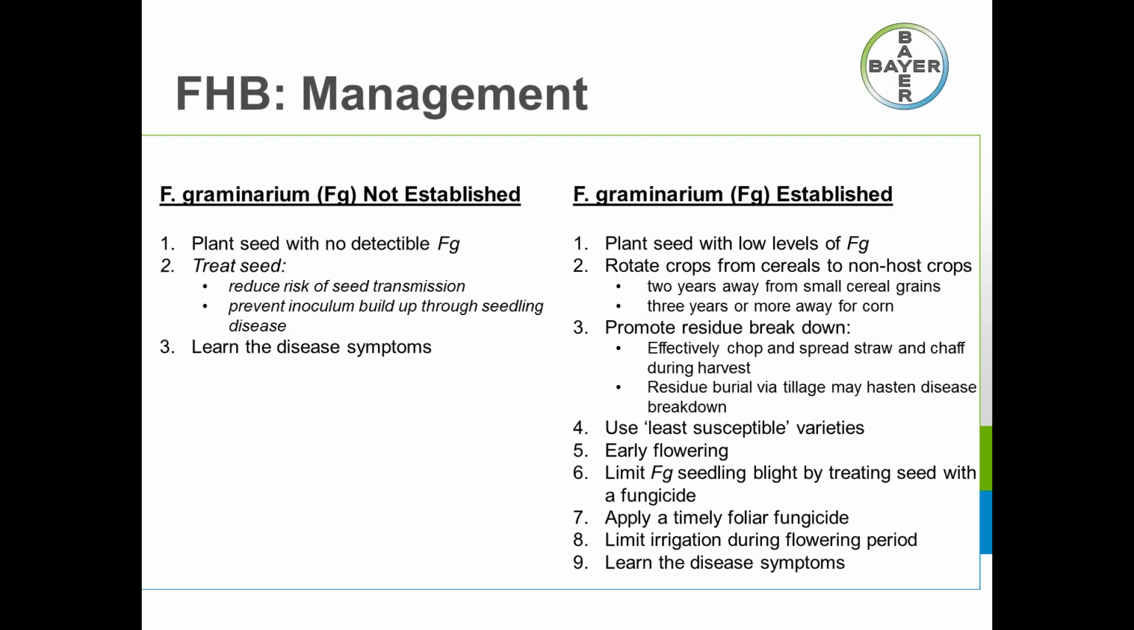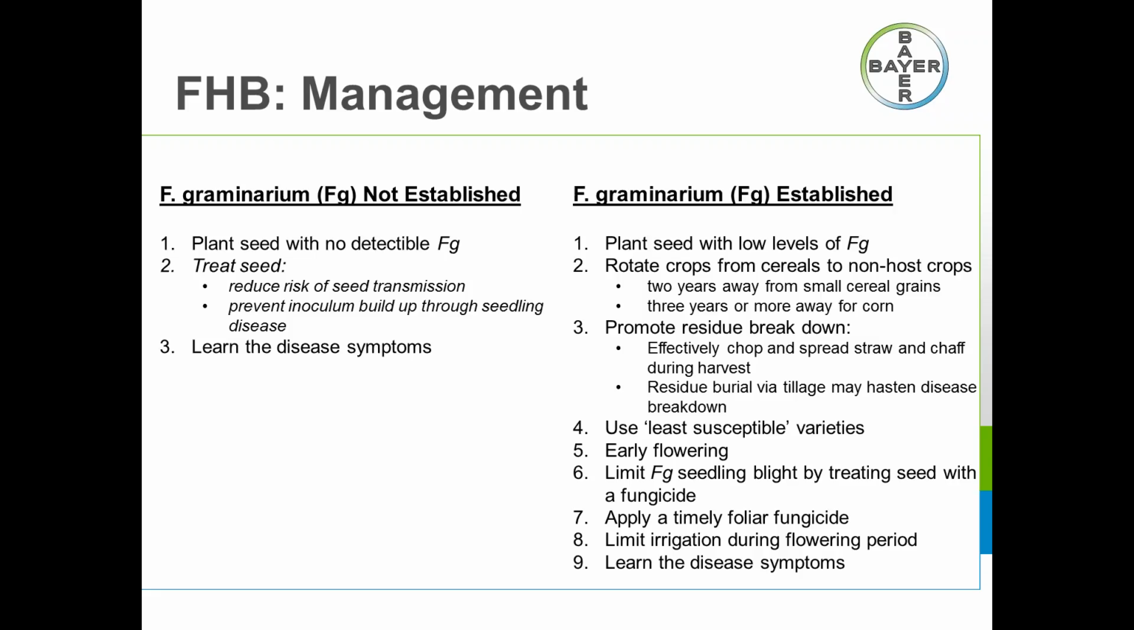FHP management with least susceptible varieties is more difficult in winter wheat. In spring wheat, the resistance breeding is ahead of where it is in winter wheat today. So try to use a variety that is least susceptible, but with winter wheat, that's more of a challenge. And so something like planting your crop at the right time in the fall so that it goes through the flowering stage earlier in the year, the following season, before the risk is high, is a good strategy.